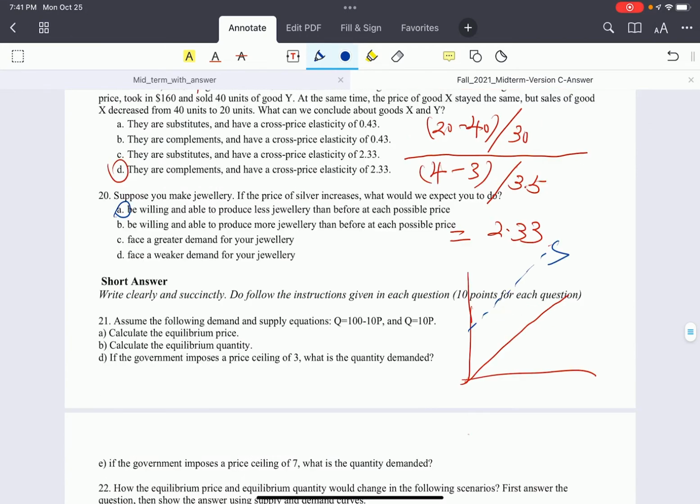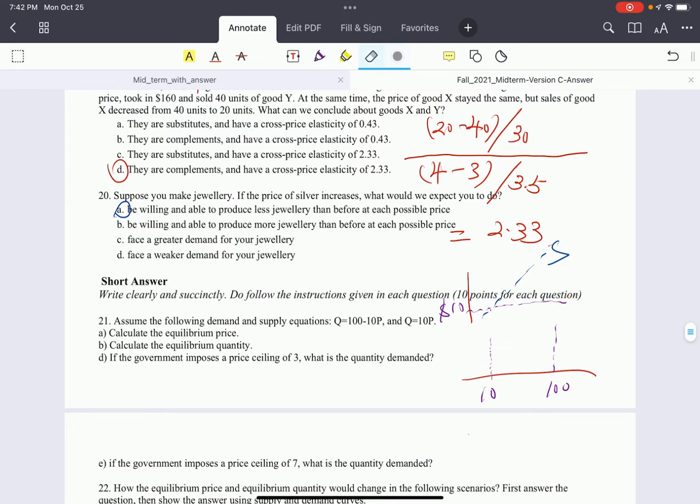The reason is because if you draw a line here, right? Let's say the price is $10. Then originally, maybe the seller would want to sell 100 pieces of jewelry. But after this increase in the price of silver, at a price of 10, the seller will only be able to and only want to sell 10 pieces, right? So you can see that choice A essentially says supply decreases.